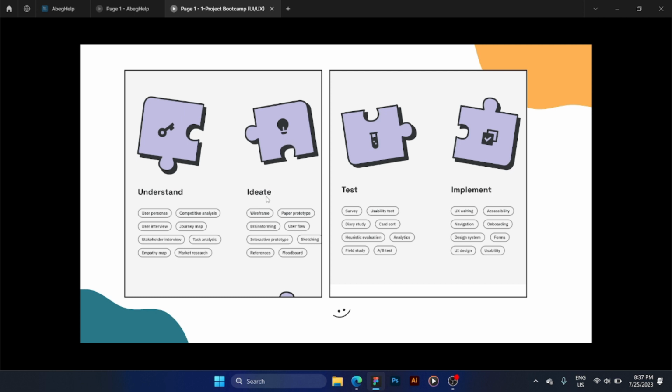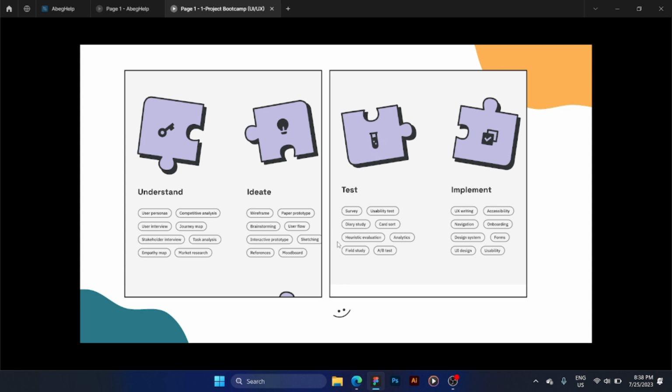So under ideation, we have wireframe, paper prototype. Paper prototype is just like your hand sketch. That's what we call LOFI, LO hyphen FI. That's LOFI, that's low fidelity. Do you get it now? And then we go through all of those. So we have brainstorming, we have user flow, we have interactive prototype, we have sketching. You get, that's the things that we do. We also have references, and we have mood board.